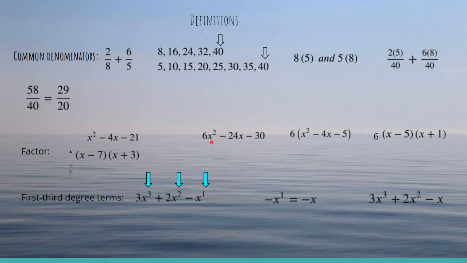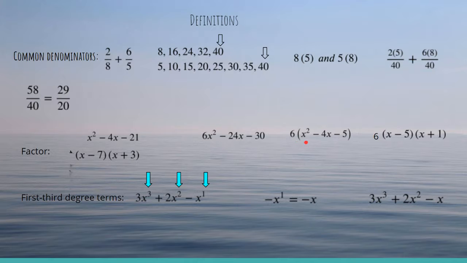Say you have 6x squared minus 24x minus 30. You want to find the greatest common factor, which is 6, because all of these are divisible by 6. So you take out 6 and divide everything by 6. 6x squared divided by 6 is x squared, negative 24x divided by 6 is negative 4x, and negative 30 divided by 6 is negative 5. You might think you're done here, but in this case, we're not done yet. We have one more step.